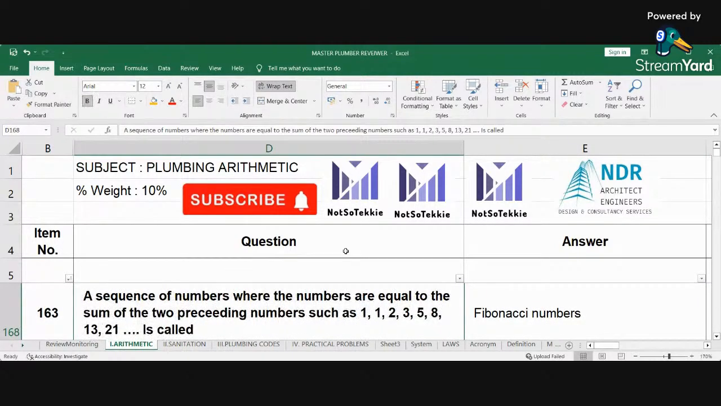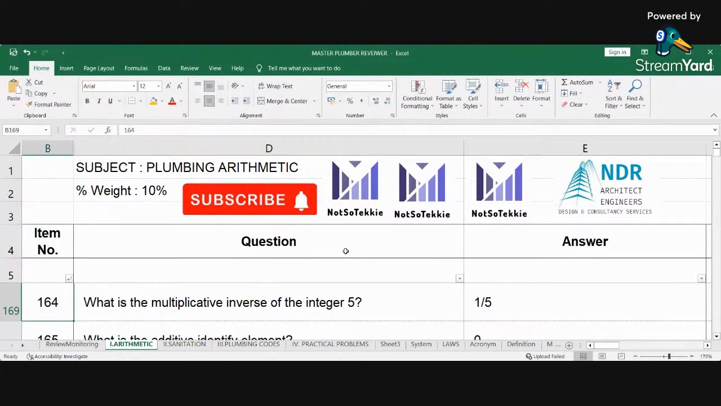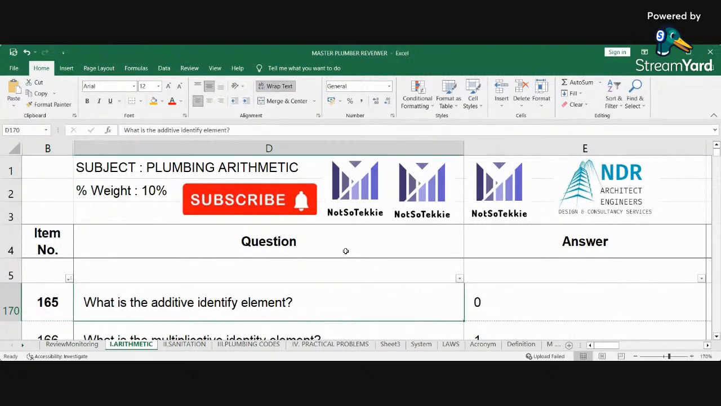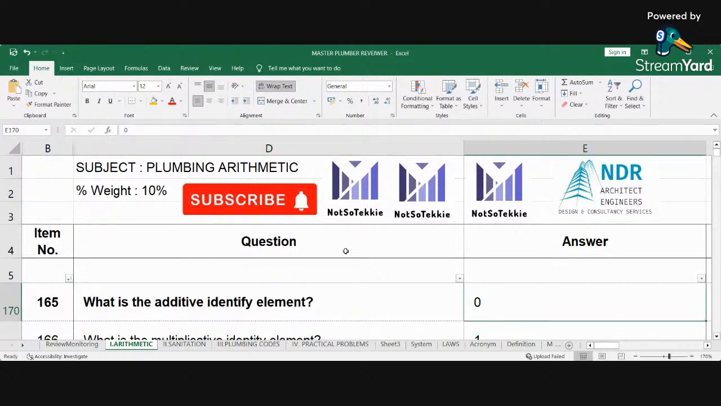163. A sequence of numbers where each number is equal to the sum of the two preceding numbers, such as 1, 1, 2, 3, 5, 8, 13, 21, and so on, is called Fibonacci numbers. 164. What is the multiplicative inverse of integer 5? The answer is 1/5. 165. What is the additive identity element? The answer is 0.